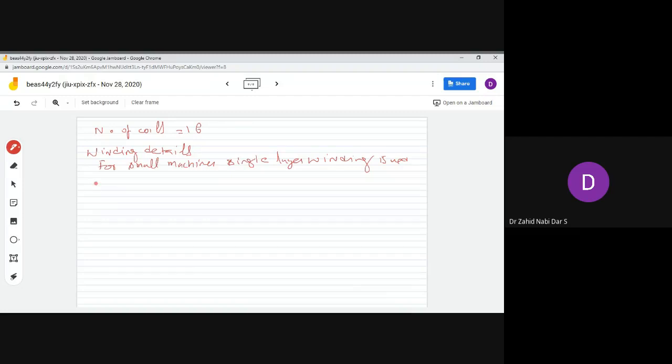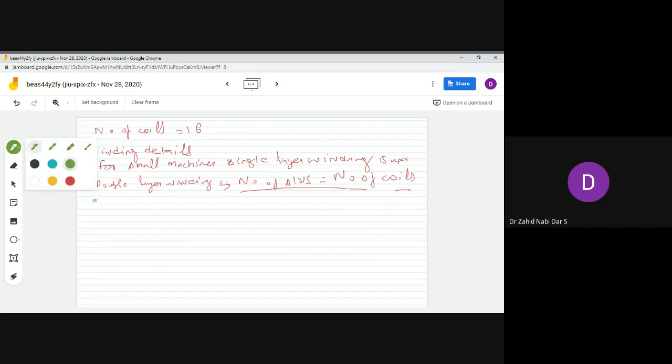See, the difference between a single layer winding and a double layer winding is that in double layer winding, the number of slots would be equal to the number of coils. If you revisit yesterday's problem, you will find the number of slots is equal to the number of coils. Now in today's problem, we have taken it as single layer winding.